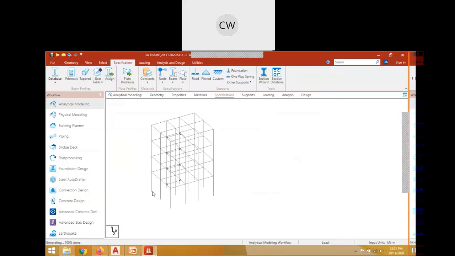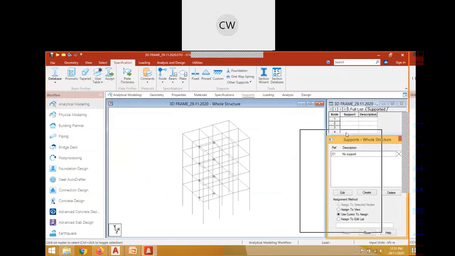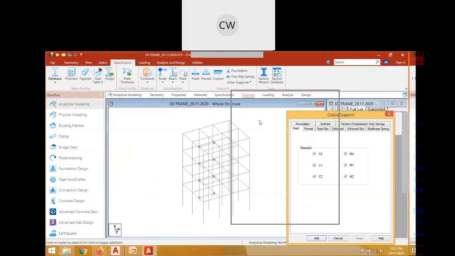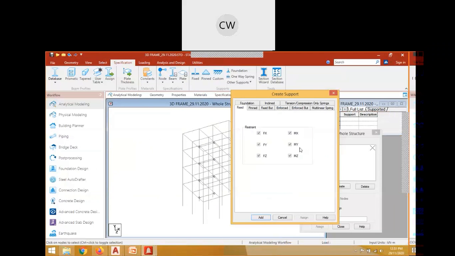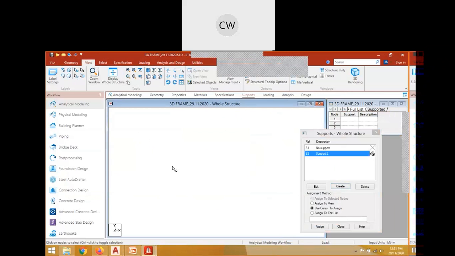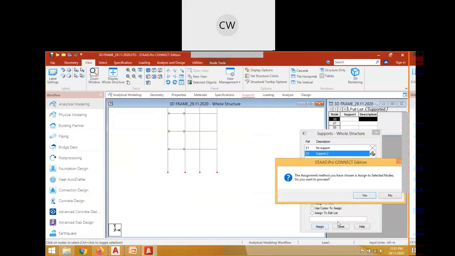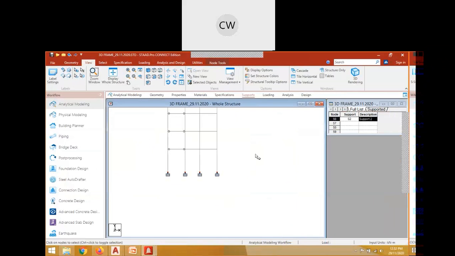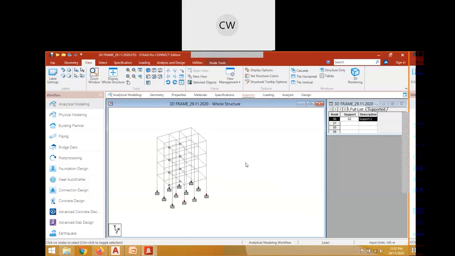Now material properties are also assigned. One more thing is required, that is support specification, which is very important. Everything is there in specification, so go to support. Currently there are no supports, so we'll create one which is a fixed support. All three directional translations are restrained, moment is also restrained. Say add, and then I will assign this. For that, go to the support node, select these nodes and say assign yes. Support is assigned to this particular model.